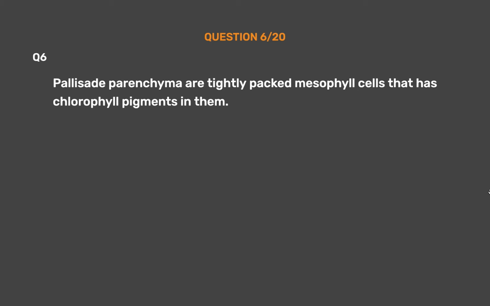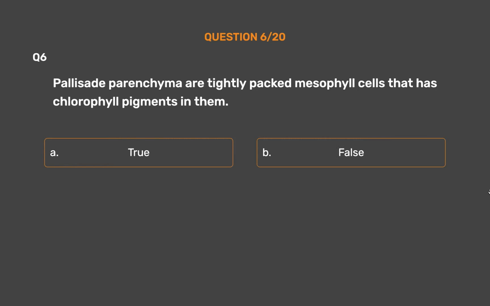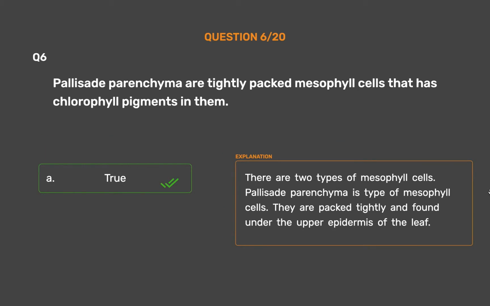Question number 6. Collenchyma parenchyma are tightly packed mesophyll cells that have chlorophyll pigments in them. Option A. True. Option B. False. The correct answer is Option A. True. There are two types of mesophyll cells. Collenchyma parenchyma is a type of mesophyll cell. They are packed tightly and found under the upper epidermis of the leaf.